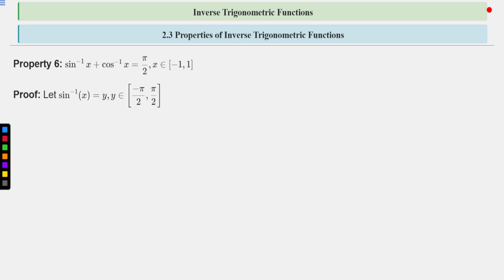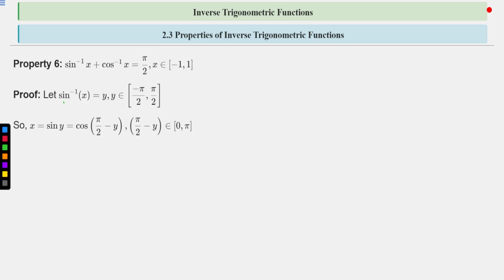So let us prove this. Let us assume sin inverse x is equal to y, right? So y belongs to minus pi by 2 to pi by 2. Got it? So we have assumed sine inverse x equal to y. Therefore, x will be equal to sine y, right?